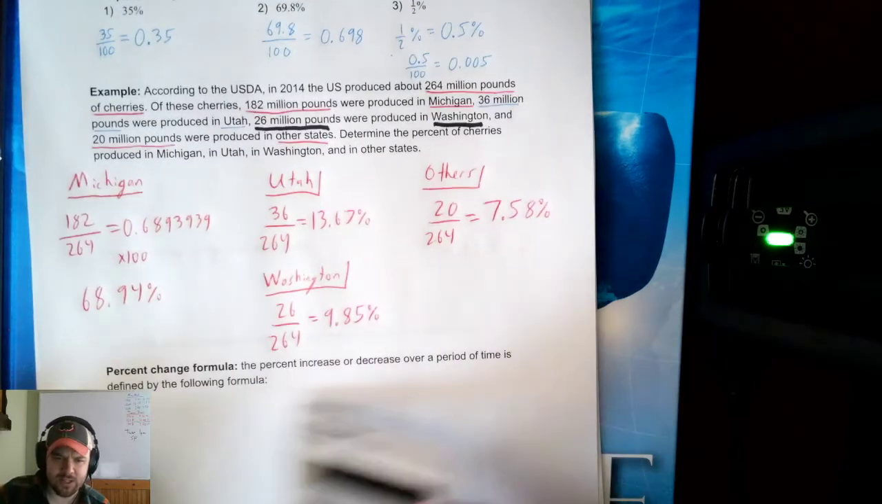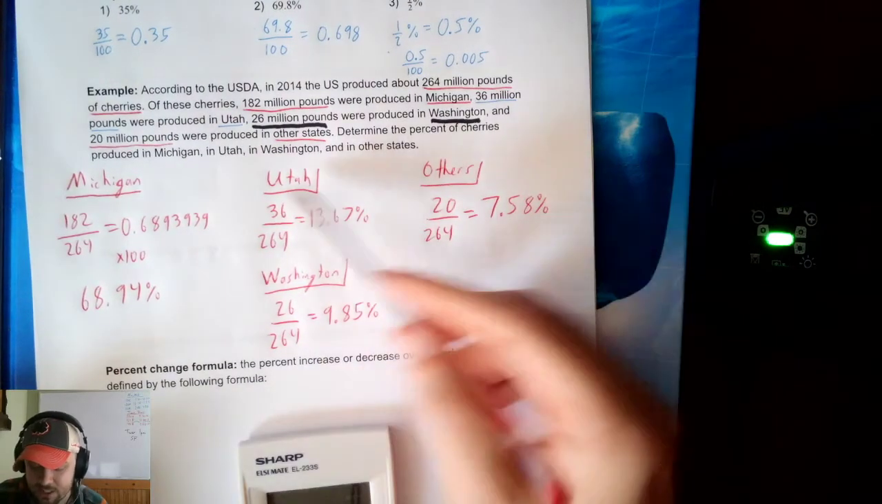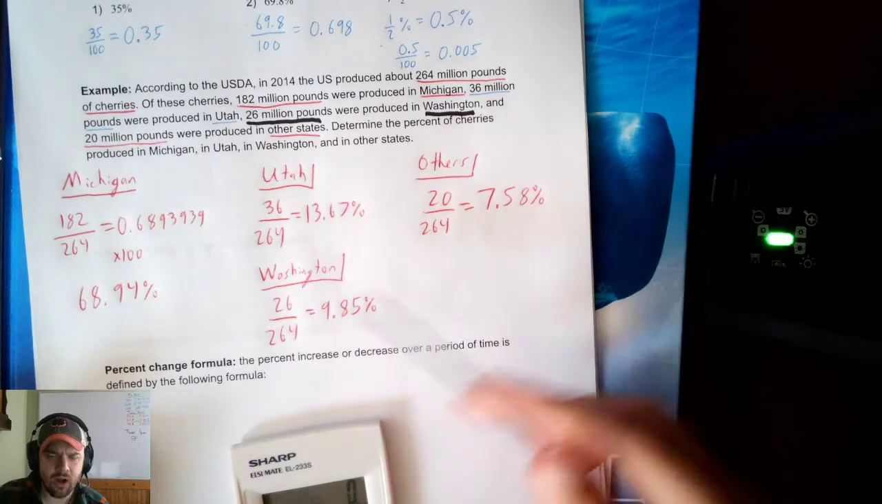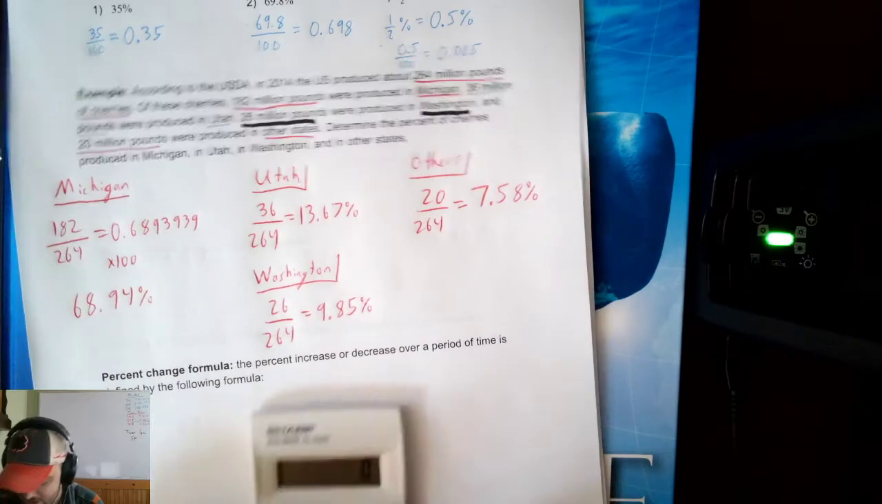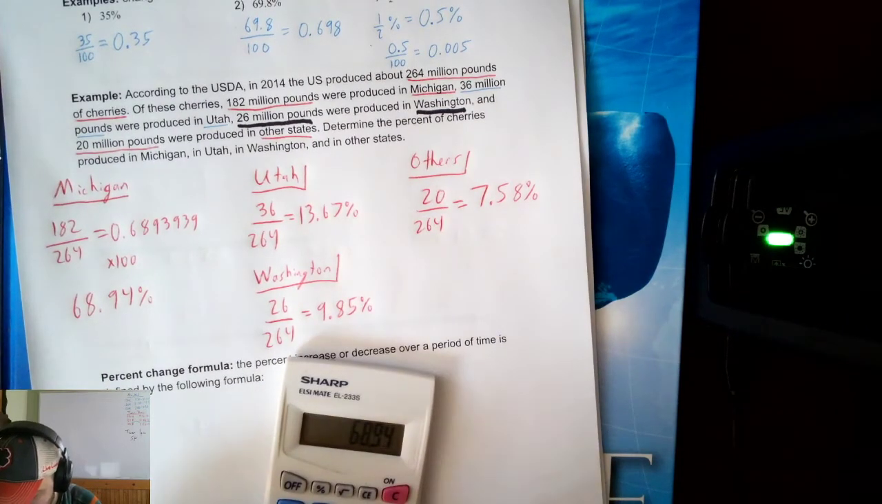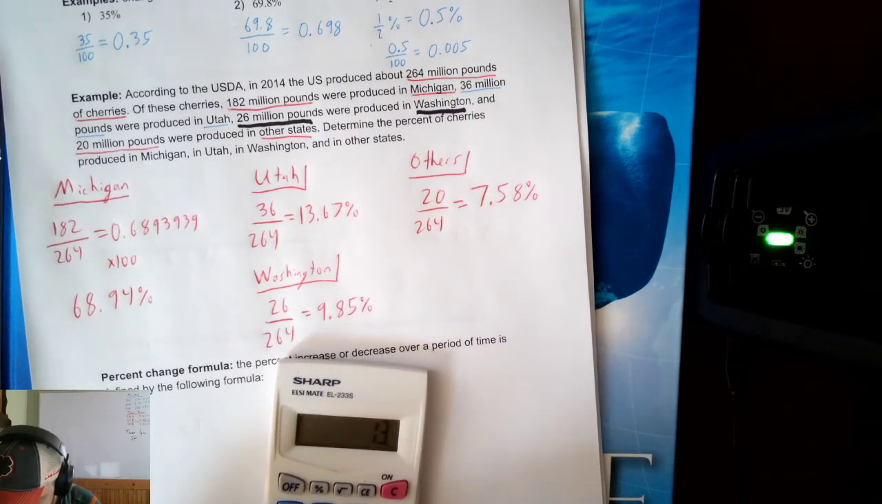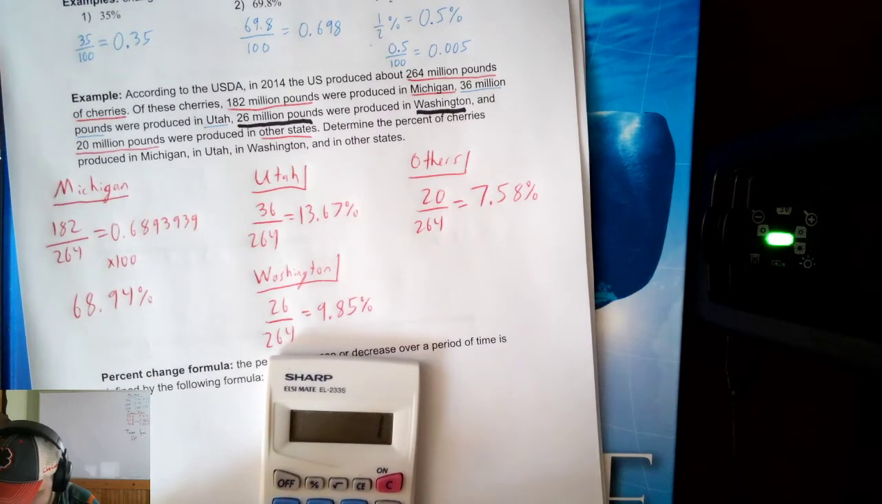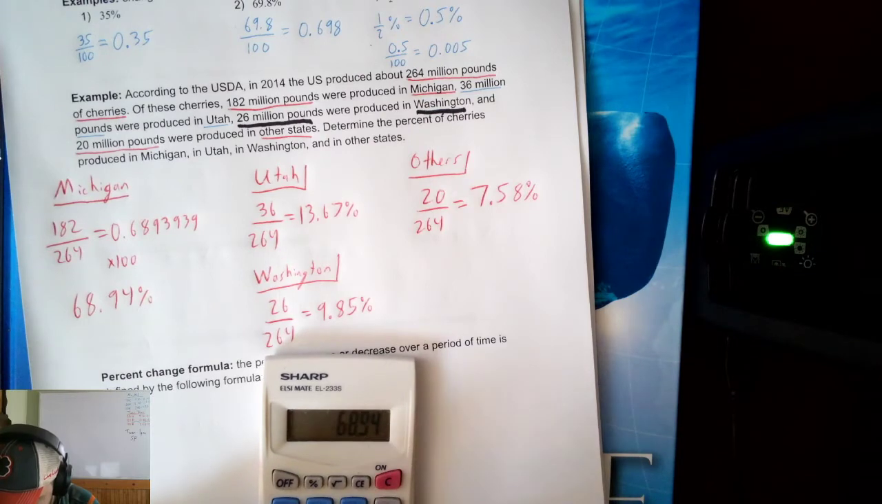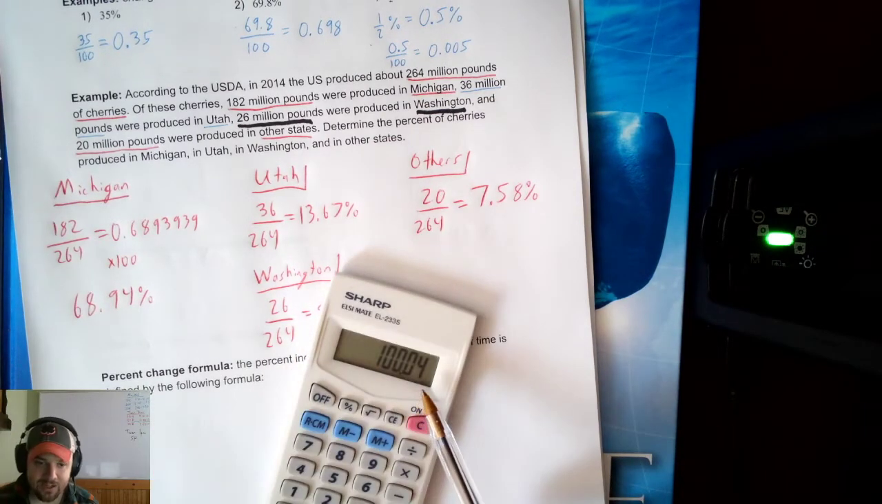Now I'm going to check something. Notice we've got the different percentages here, and supposedly, based on the question, this should be all of the cherries. These numbers should add up to 100%. Let's check. 68.94 plus 13.67 plus 9.85 plus 7.58. Oops, I typed that one in wrong. 7.58 plus 9.85 plus 13.67 plus 68.94. Wait, I didn't get exactly 100.